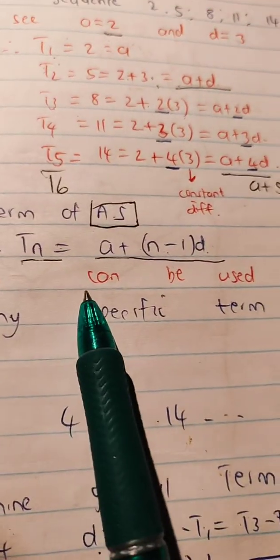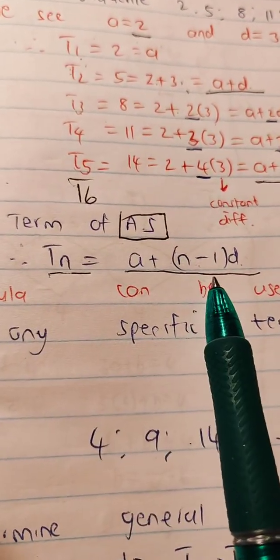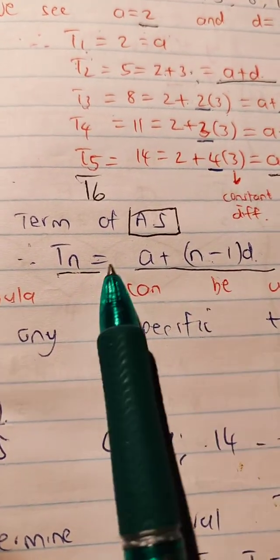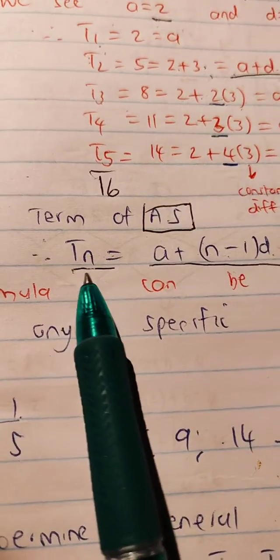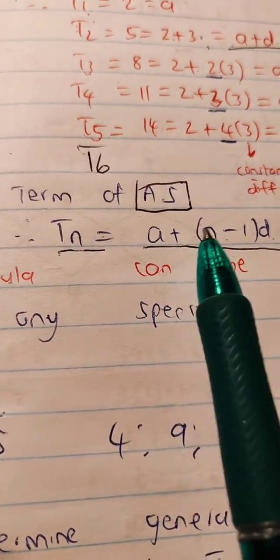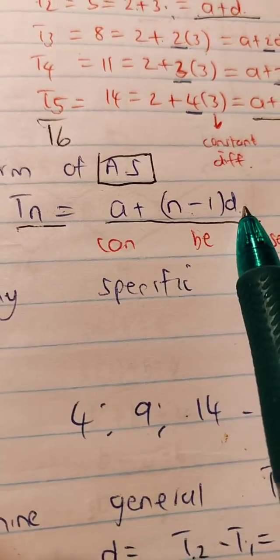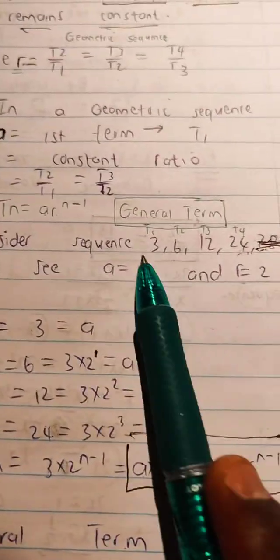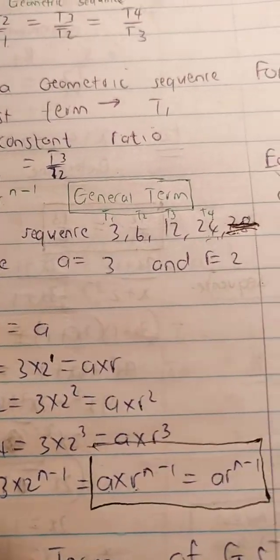The general term is completely different from what I've just explained. For an arithmetic sequence, the general term is Tn equals A plus (n minus 1) times D. So this is an arithmetic sequence. What we are looking at now here is not an arithmetic sequence.